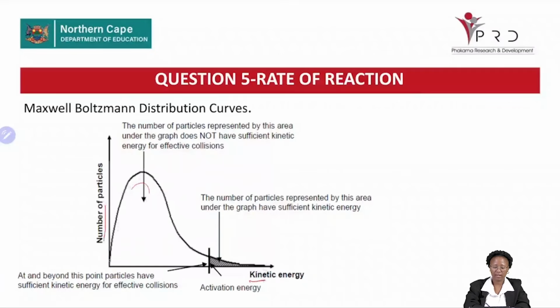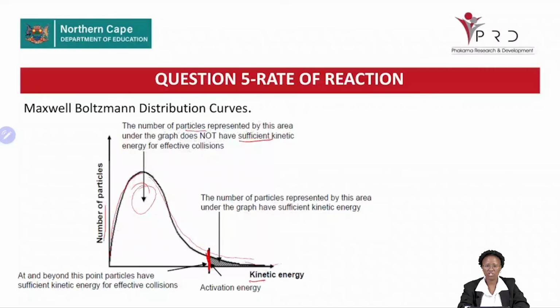You can see that my graph is going all the way up, and then it curves and then comes down, and then eventually comes to an end there. So what is it that you're going to focus on? You need to know what this open space is for. It represents the number of particles represented by this area. It represents the number of particles, rather, that do not have enough kinetic energy to do what? To react.